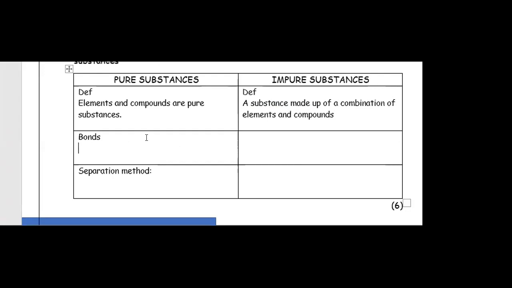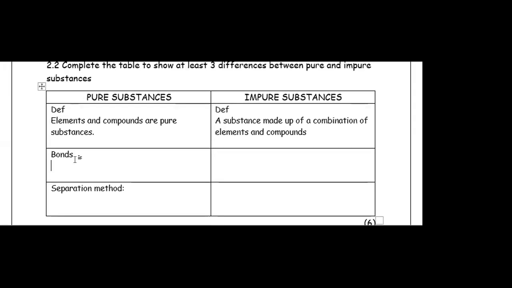Okay, the type of bonds that exist between pure substances, are they physical or are they chemical bonds? Let me know in the chat. Are they physical or are they chemical bonds?